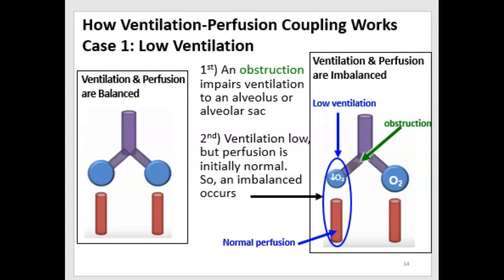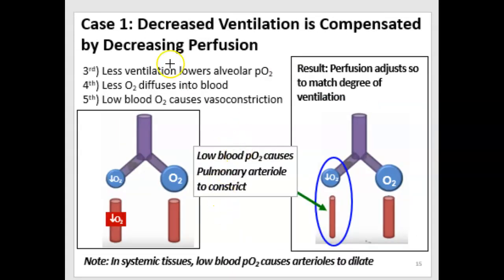But then something remarkable happens. I think it's remarkable. And that is that due to this lower ventilation and the low oxygen partial pressure, you're going to have less oxygen going into the blood at that location. Still normal over here. It's just fine. But at this particular location in the lung, you'll have less oxygen diffusion into the blood. Now this is the remarkable part. With low O2 in the blood, it causes this pulmonary arteriole to constrict.